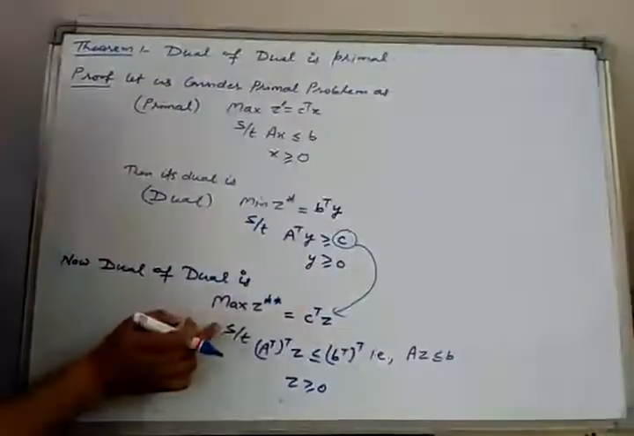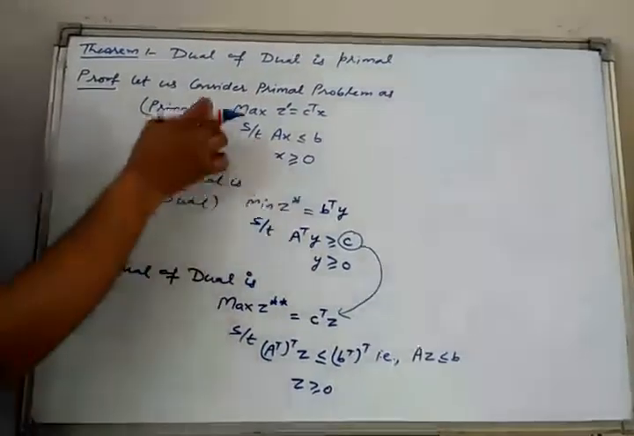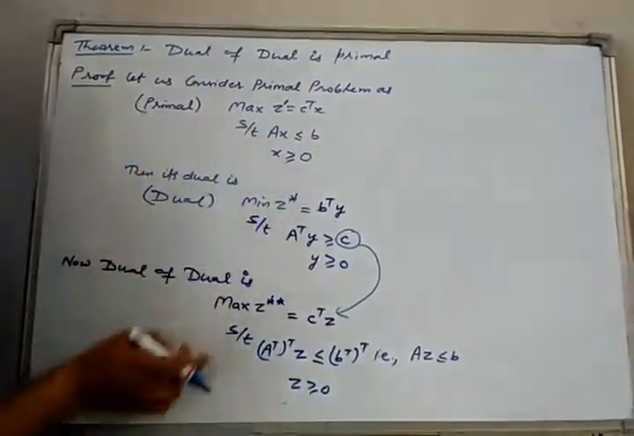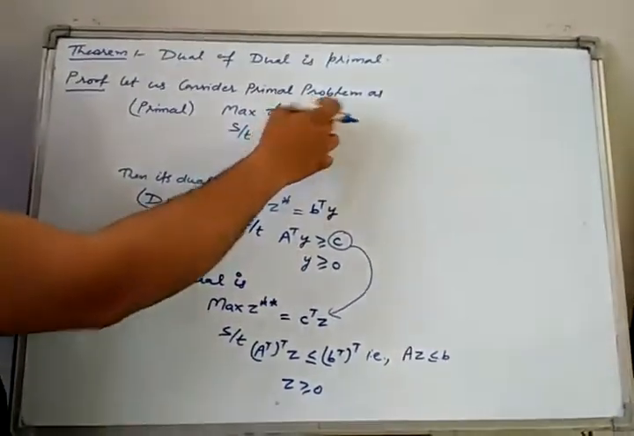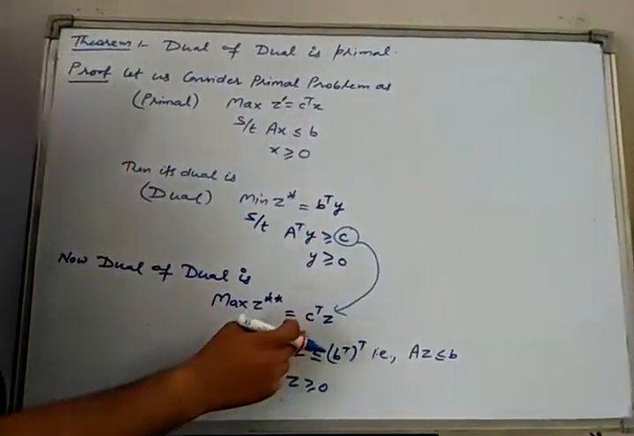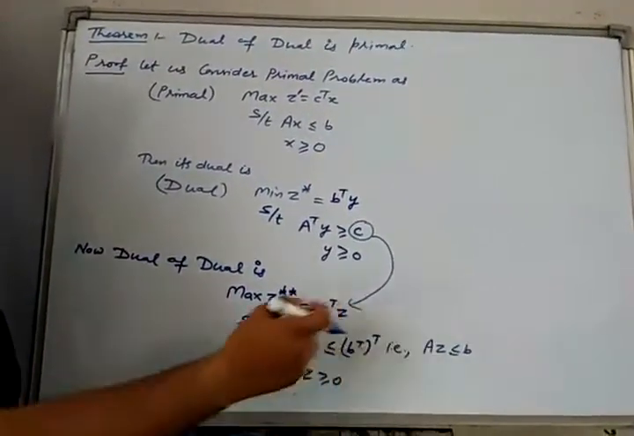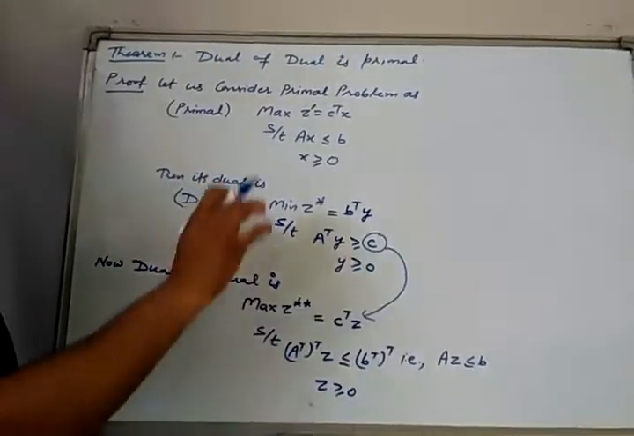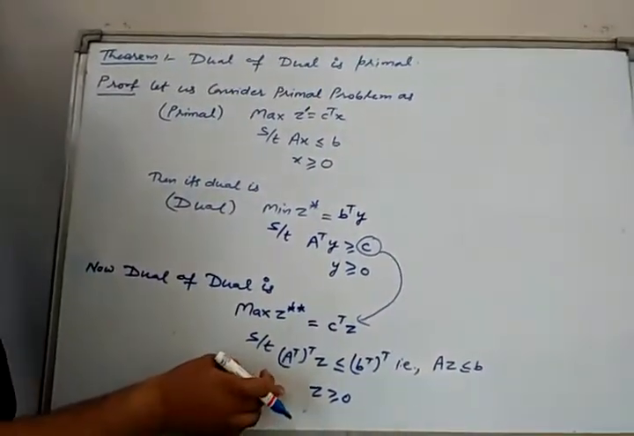Look at this and this. Both are similar. The difference is that here we use x as variables, and here we use z as the decision variable, and the remaining problem is the same. Therefore the dual of the dual is the primal problem again.